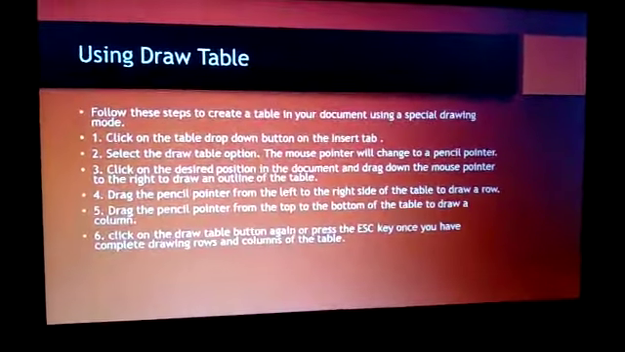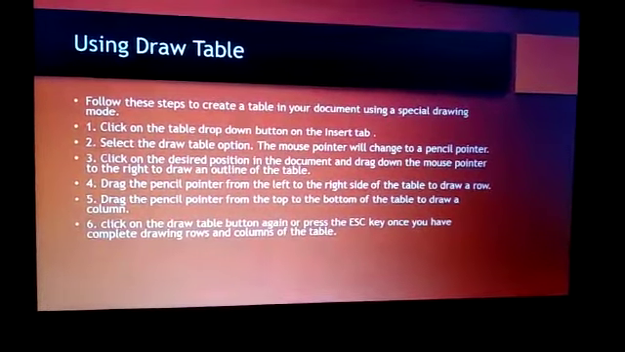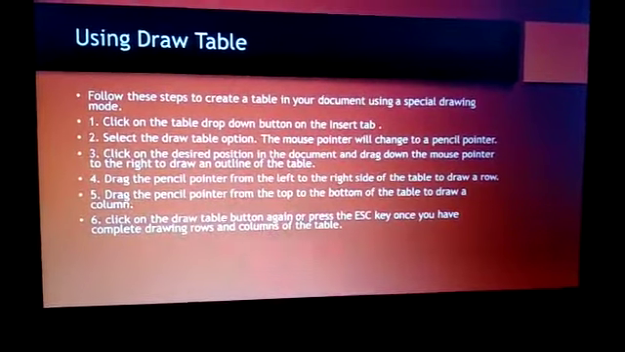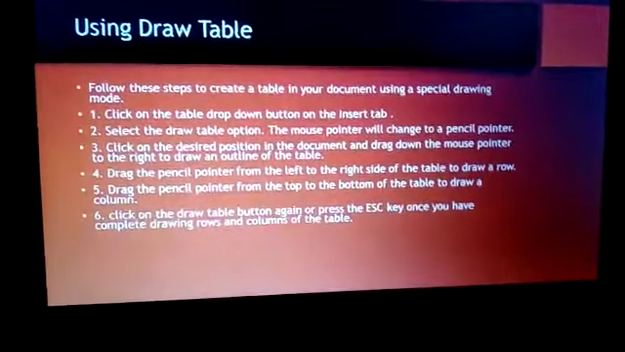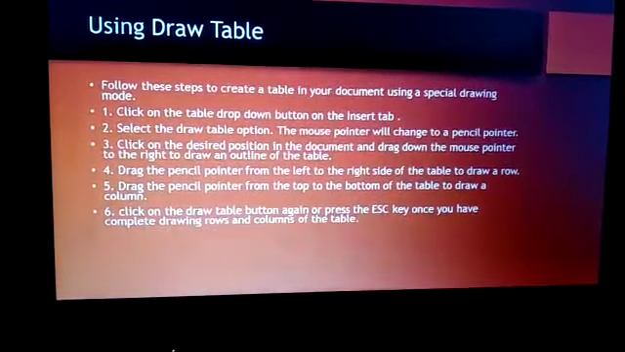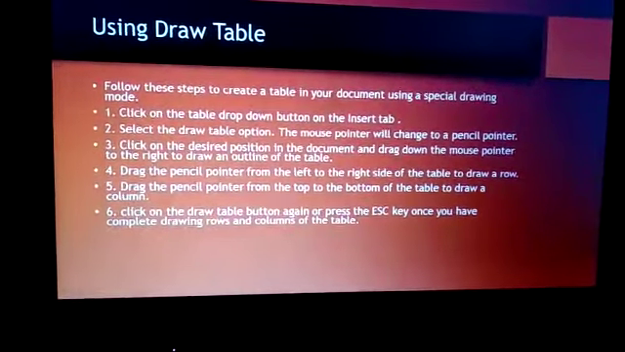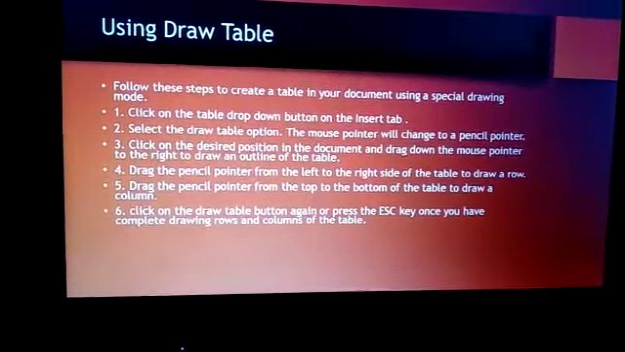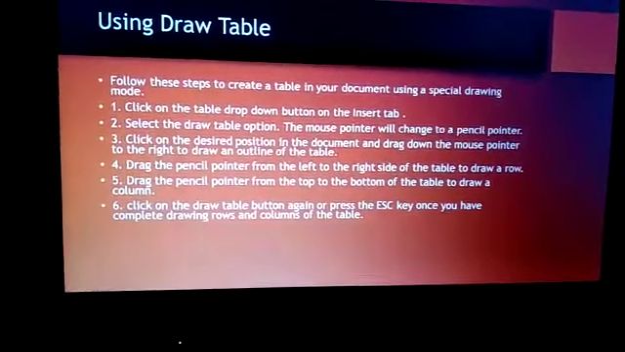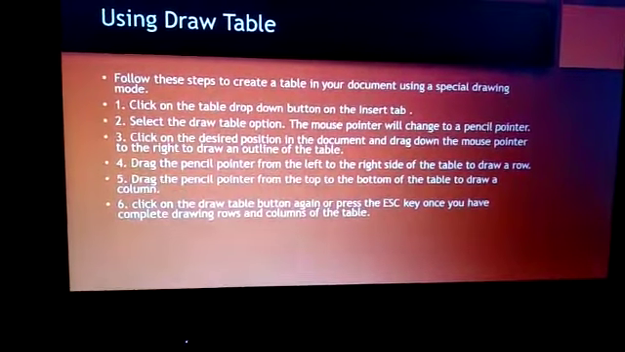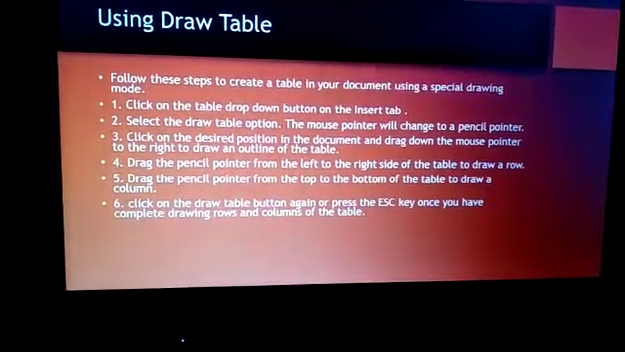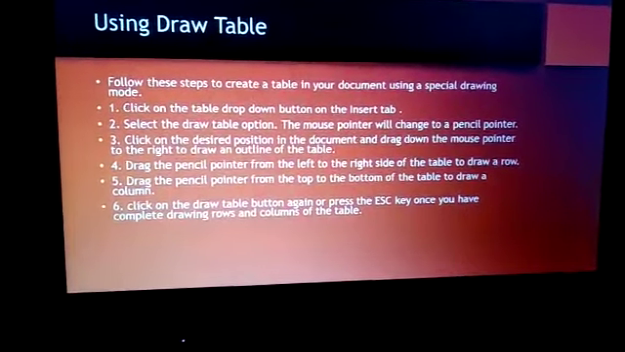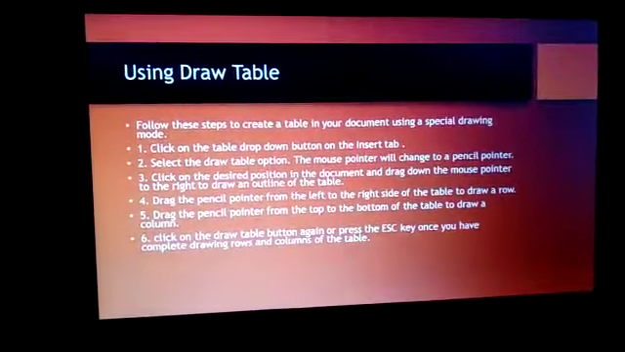So next is using draw table. Follow these steps to create a table in a document using a drawing mode. So what are the steps? Let's see. First, click on the table drop down button on the insert tab. Select the draw table option. Next, the mouse pointer will change to a pencil pointer. Click on the desired position in the document and drag down the mouse pointer to the right to draw an outline of the table. Here you have to drag to the right side.